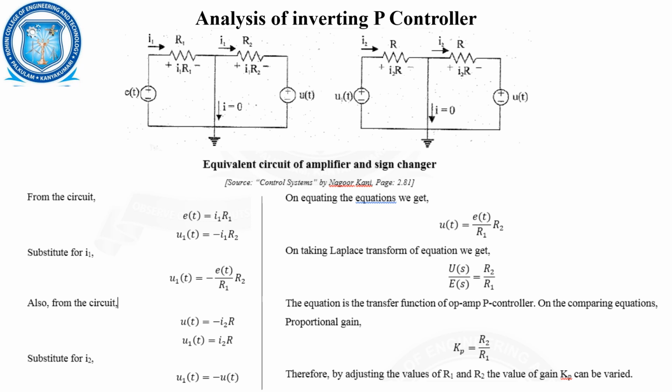Thus, U of s by E of s is equal to R2 divided by R1 by taking the Laplace transform, and this is nothing but the proportional constant or proportional gain Kp, which is equal to R2 divided by R1. This is in case of inverting amplifier. So this will be the proportional constant or proportional gain value of the P control.